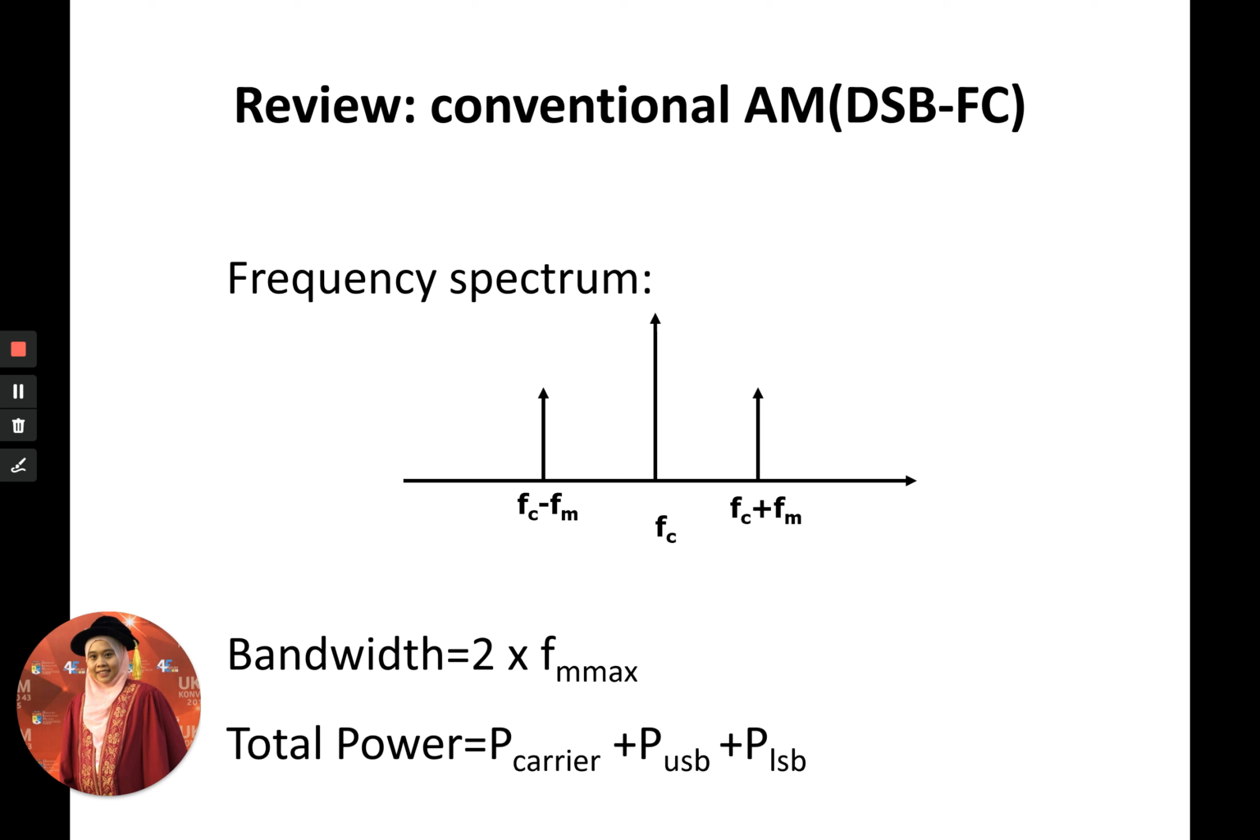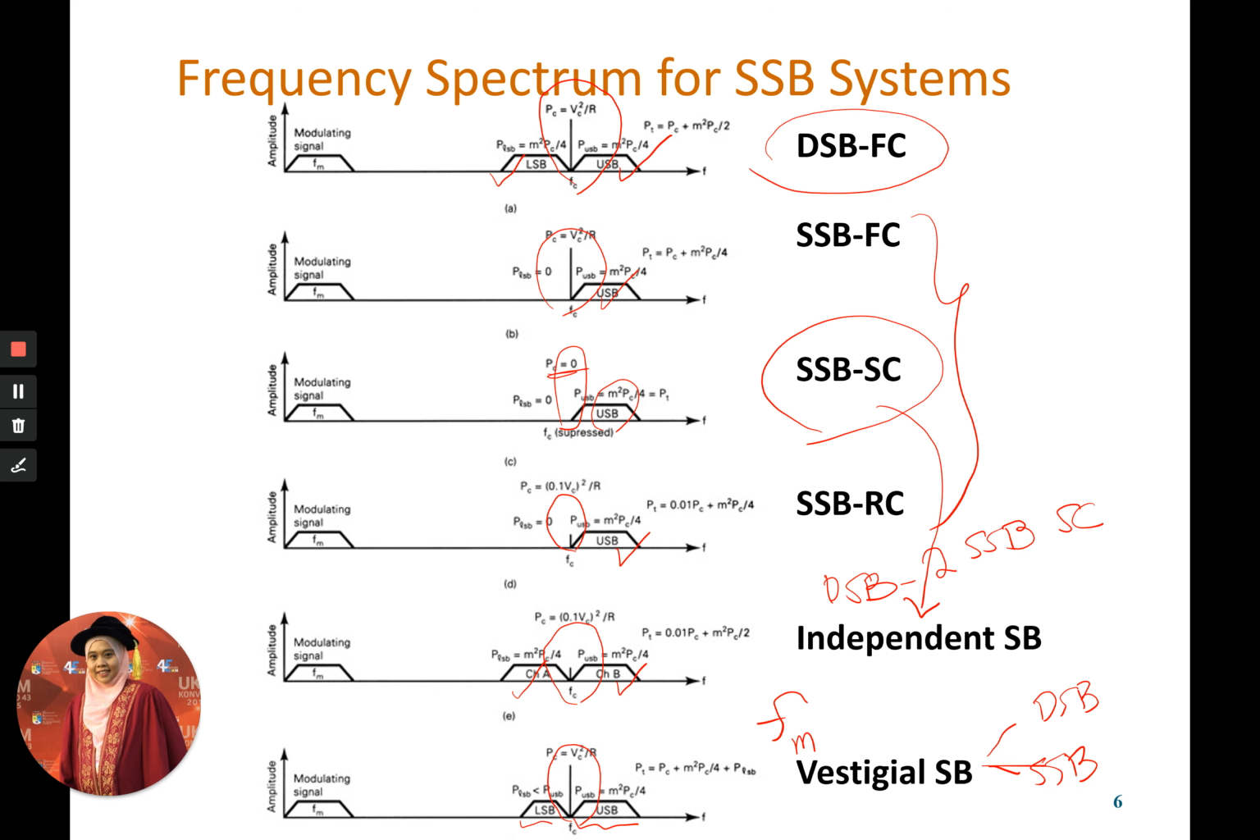Okay, so as a recap, we want to revise again how we can calculate the power of each component in the frequency spectrum. For the carrier, if you go back to the slide, it is already given how we can find the power of each element. For the carrier, you can take the voltage or the amplitude of the carrier squared, divided by the resistance.